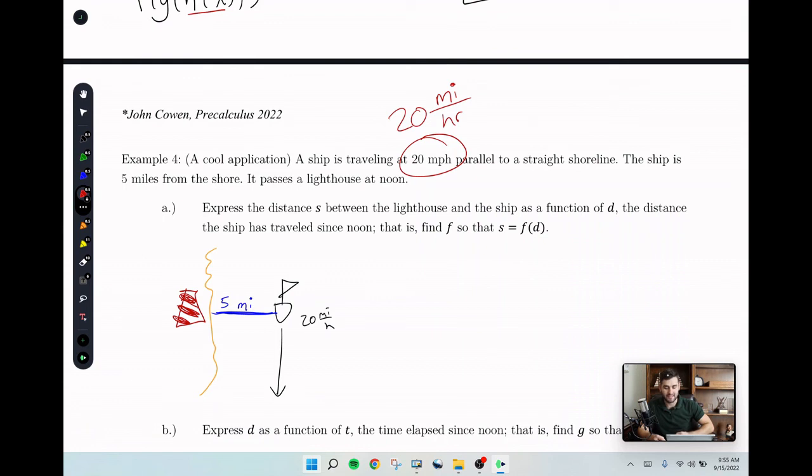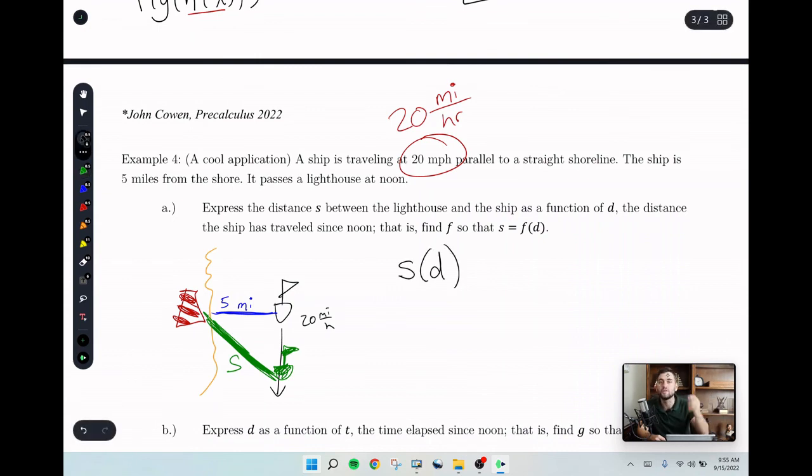Express the distance S between the lighthouse and the ship. Ooh, so that means that ship's moving, right? So what that means is if that ship is moving, at some point later down the road it's going to be down here, right? Okay. So it's saying express that distance, call that S, between the lighthouse and the ship as a function of D. So our function would be S of D, where we usually have f of x, a function of x. We plug an x into some system. Now we're plugging a distance into some system to give us another distance.